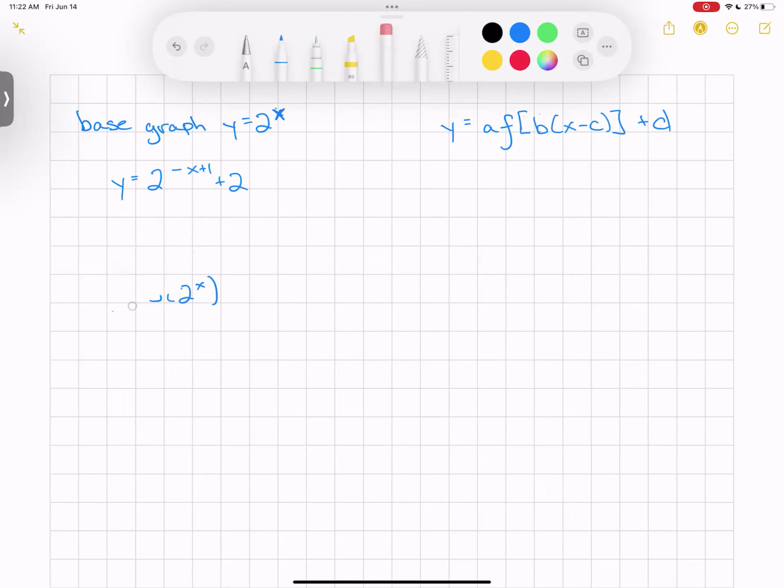And so what a is doing is it's affecting our y, it's affecting our output values. And so if a is negative, then it's affecting our y values. So it's reflecting y values, reflect y values over the x-axis.